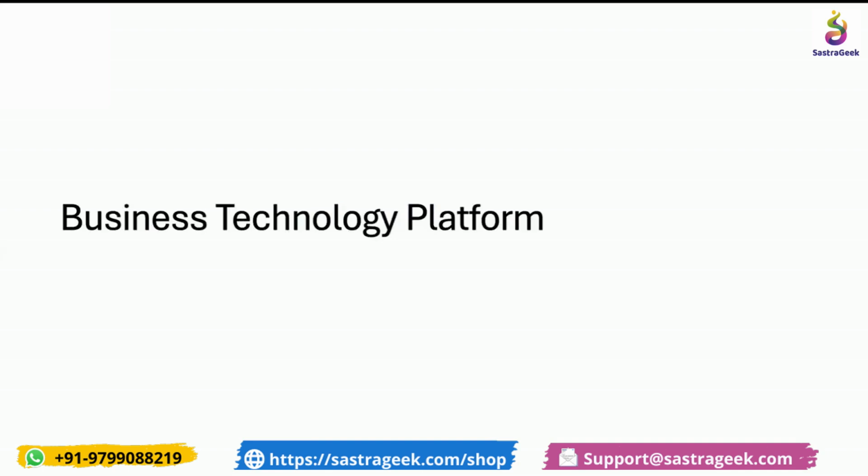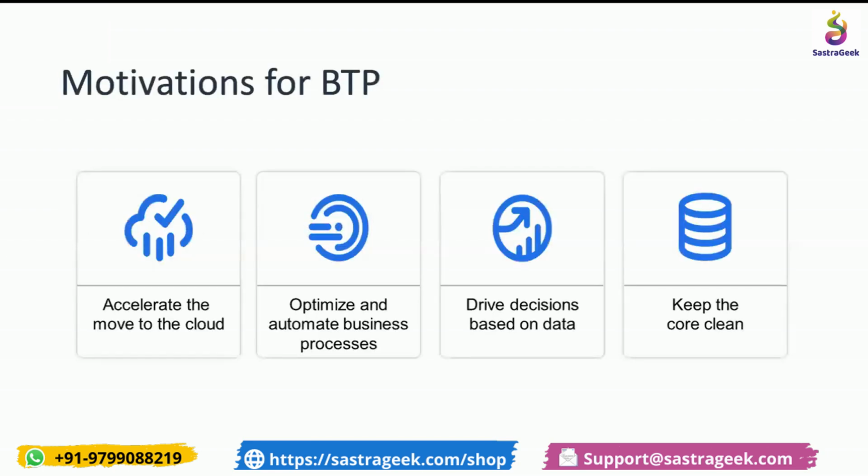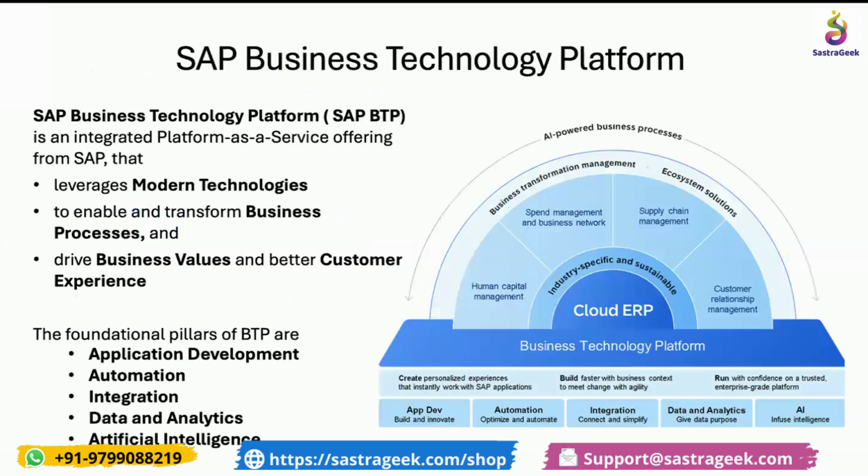Okay. Getting on to BTP. What we saw earlier were the motivations to get onto BTP. Accelerated move to cloud: SAP wants everyone to move to cloud, so they're providing all the services on cloud. Optimizing and automating business processes: all the automation and AI capabilities are on the BTP platform. Driving decisions based on data: the HANA system provides quicker data analysis computation, and you can have analytics done on embedded systems. And keeping the code clean for any future updates.